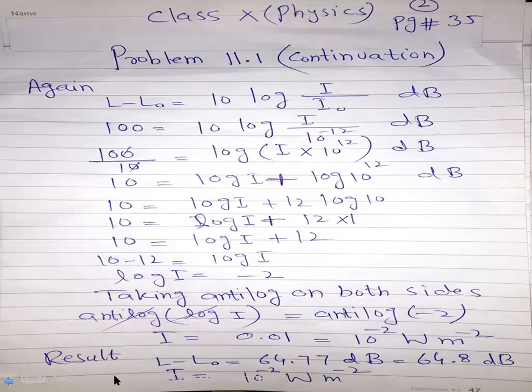So my result will be: in the first part I found L minus L naught, which is 64.77 dB, and in this part I found I, the intensity of sound for 100 dB. So I is equal to 10 to the power minus 2 watt per square meter. So this is the end of numerical 11.1. Now I'm moving towards numerical 11.2.